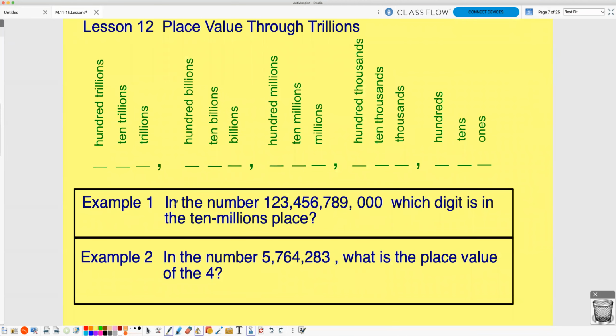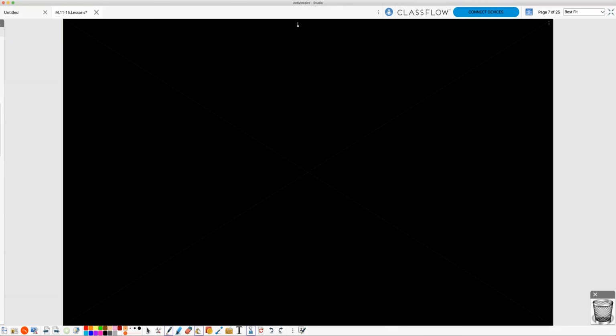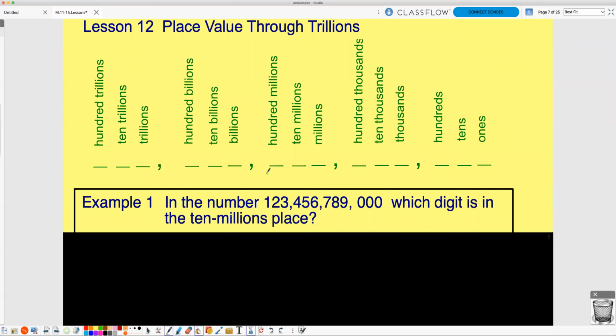All right, looking at example 1 here, and let me just eliminate this so we can just focus on example 1. In this number, which digit is in the 10 millions place? So I'm going to look at this. I'm going to kind of reverse it. I know this is the thousands place. This is the millions place. And then this would be the billions place. We're looking for the 10 millions place. So this first comma signifies thousands. Second comma means I'm in the millions. The third comma means I'm in the billions.